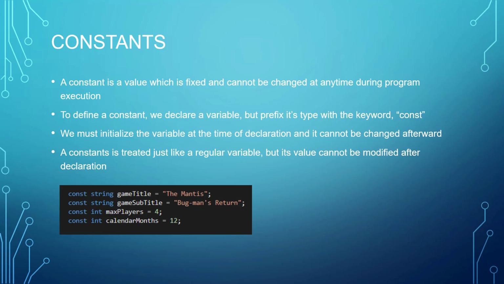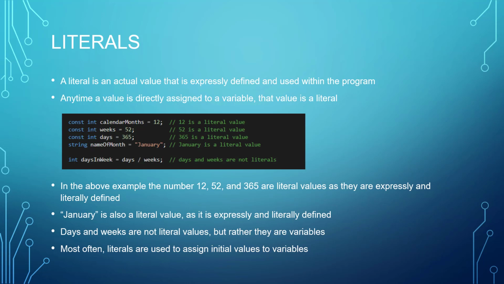Okay, now let's dig in a little bit into literals. So we've been using literals all along. A literal is an actual value that is expressly defined and used within a program. So anytime a value is directly assigned to a variable, that value is a literal. So for instance, we can see that we've declared a constant integer named calendar months and assigned a value of 12 to it. Because we assigned an actual literal value, that is known as a literal.